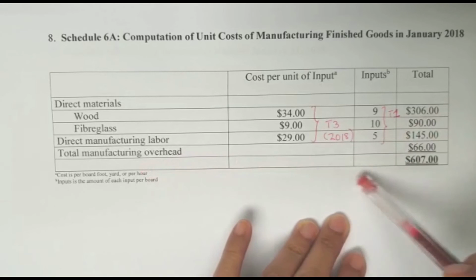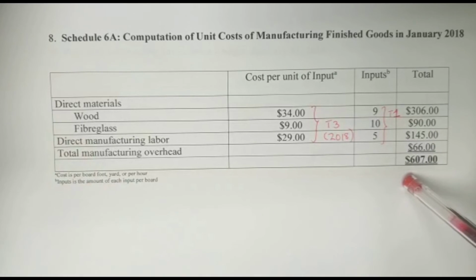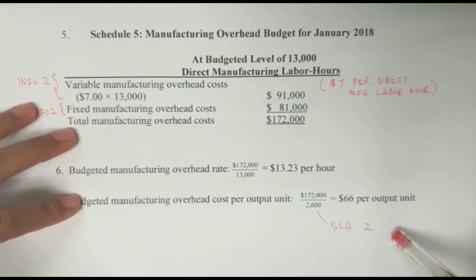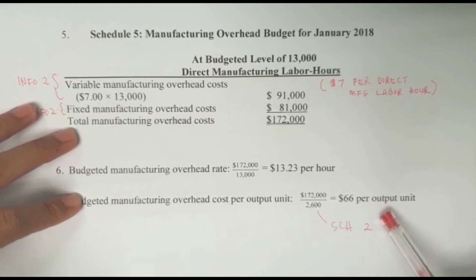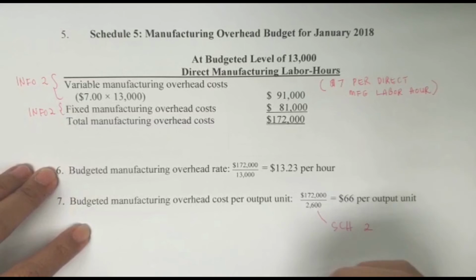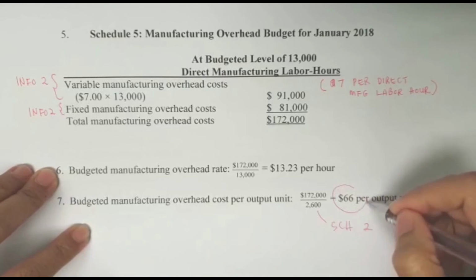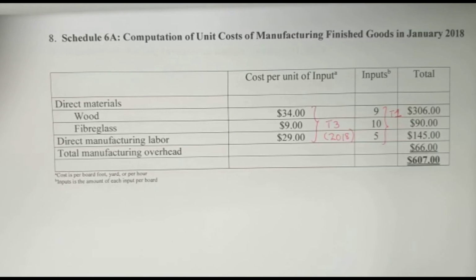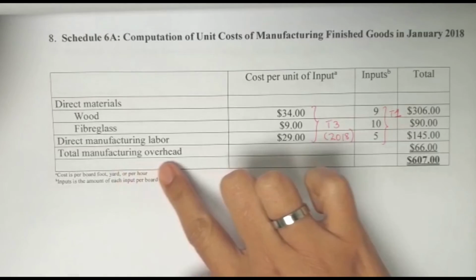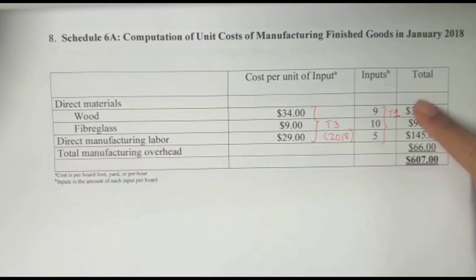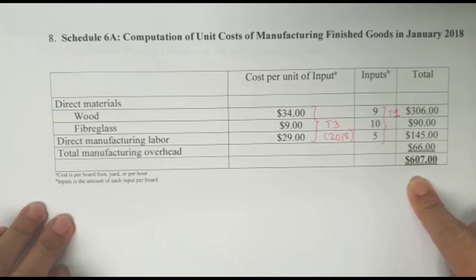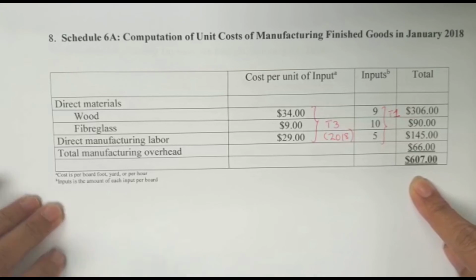In regards to total manufacturing overhead here, we have to look at the calculation before. Now here we can see 66 per output unit, the budgeted manufacturing overhead cost per output unit. This is the one that we know, the cost per unit for overhead. So we include here our total manufacturing overhead of 66, we total them up, and the sum should be 607.00.